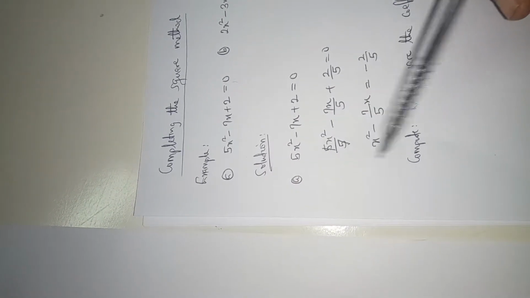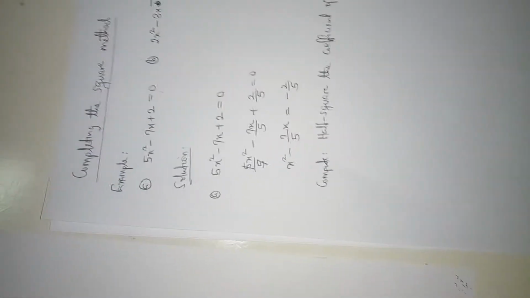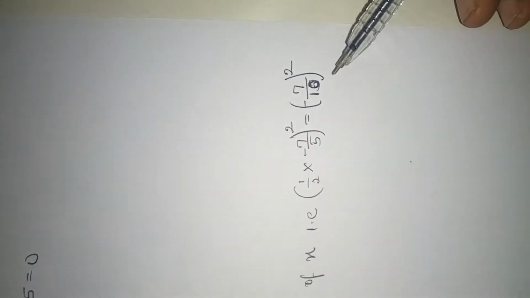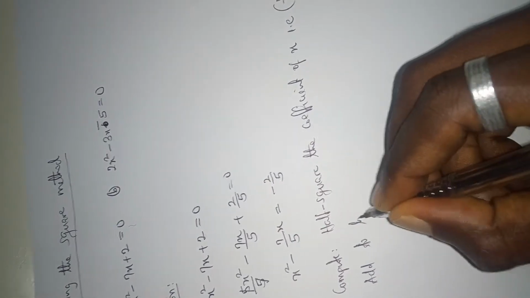You divide through by the coefficient of x squared. You have x squared minus 7x equals minus 2 over 5. Now you need to compute half square the coefficient of x, which gives minus 7 over 10 squared. It is advisable not to open the bracket. Now add this to both sides.